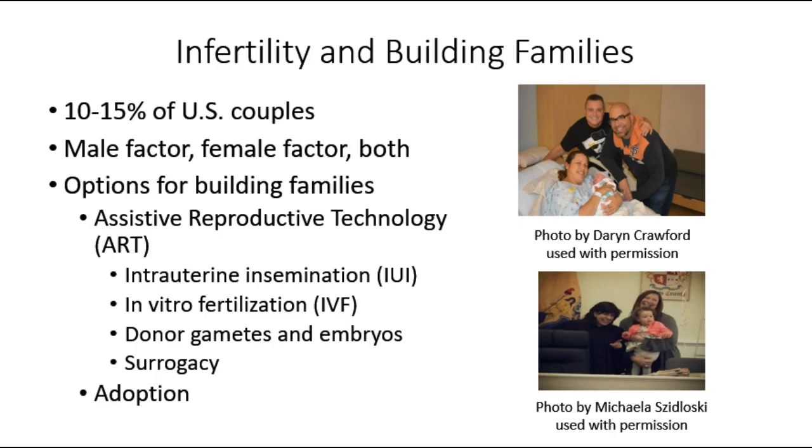The images on the slide here are a gay couple with their surrogate and their newborn daughter, and a single mother that pursued adoption at her finalization hearing. So I hope this helps you understand where we all came from, right? Way back when we were in the womb, and how our prenatal development happened.